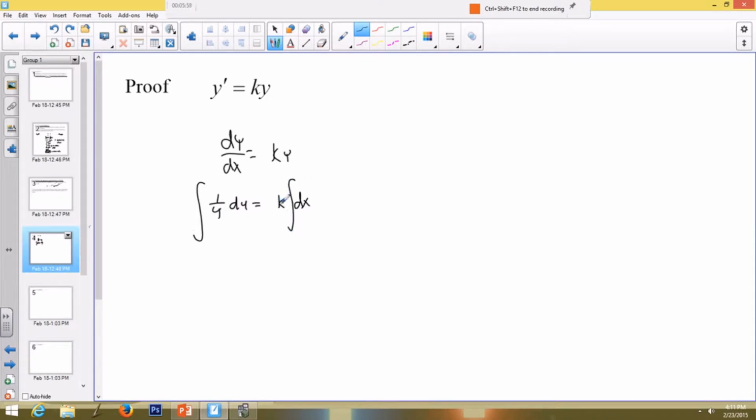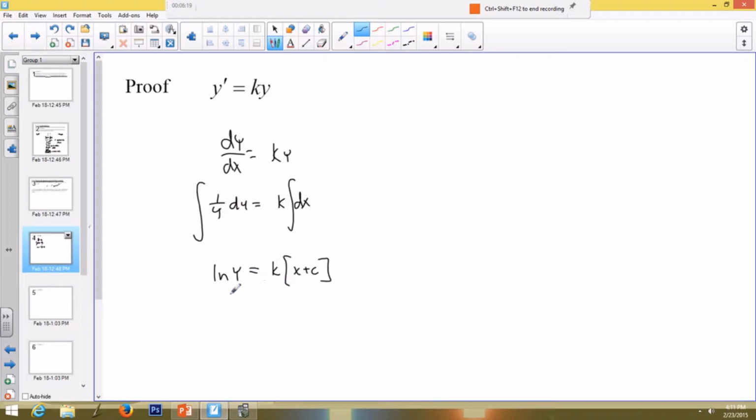Since k is a constant, I'm going to move it out. And so what we have here is the integral of 1 over y, which is again just the ln of y, and that's going to equal k times the integral of dx. So the integral of 1 dx is just x plus some constant c.